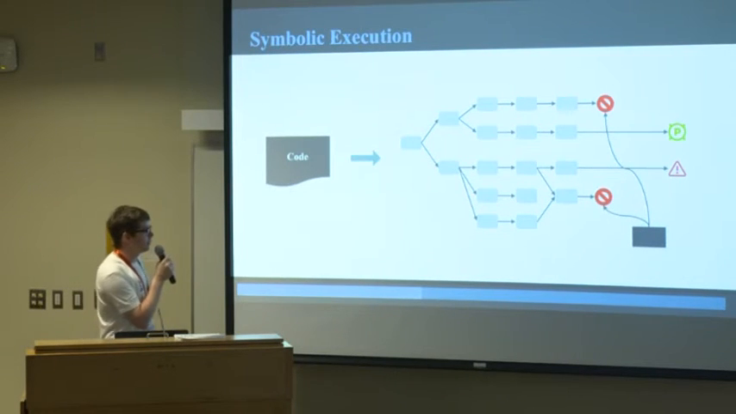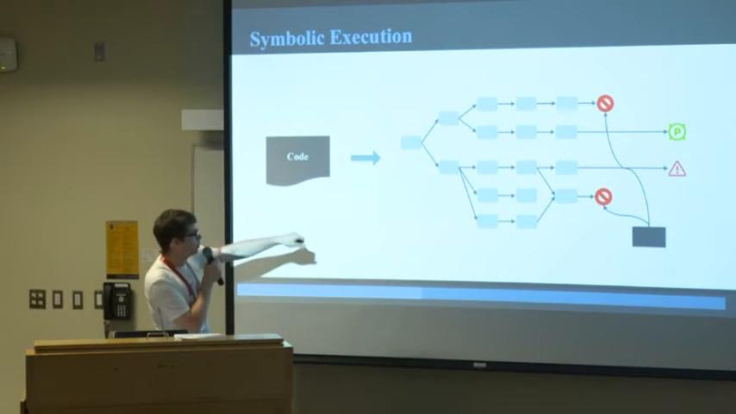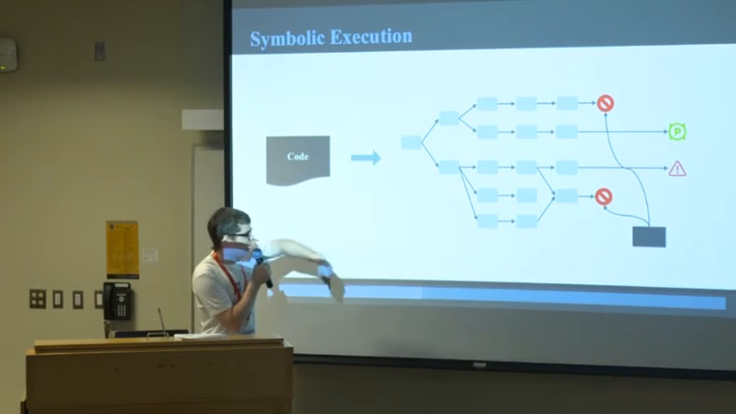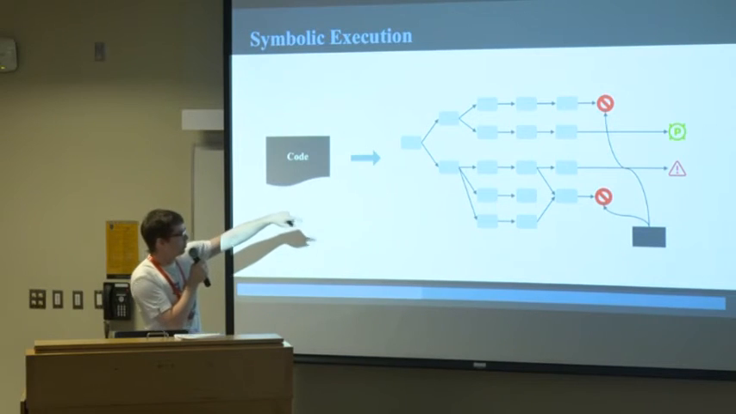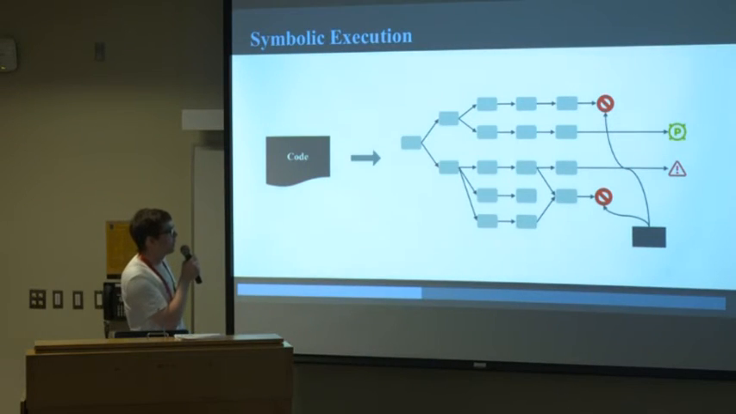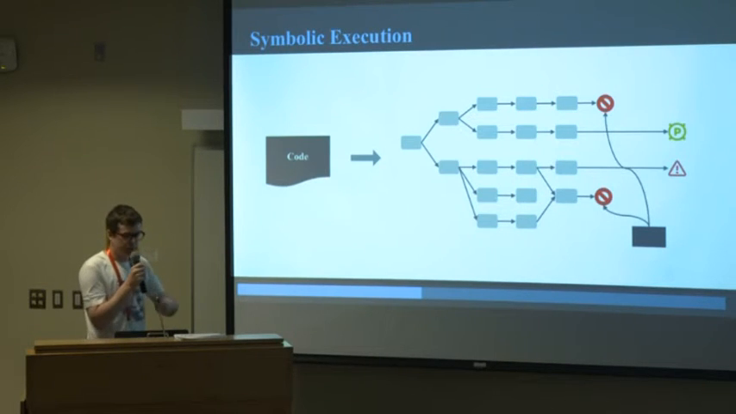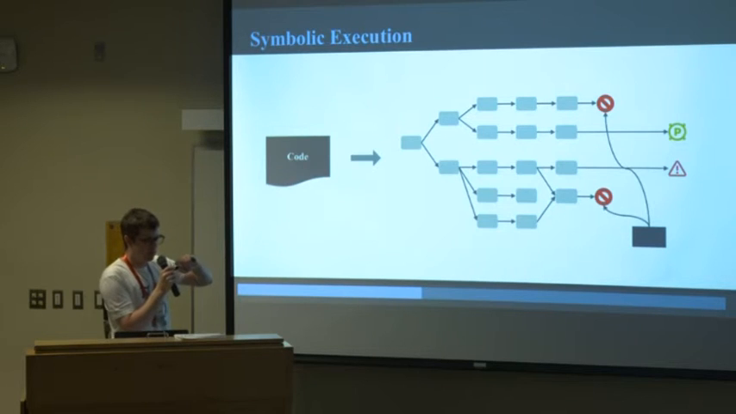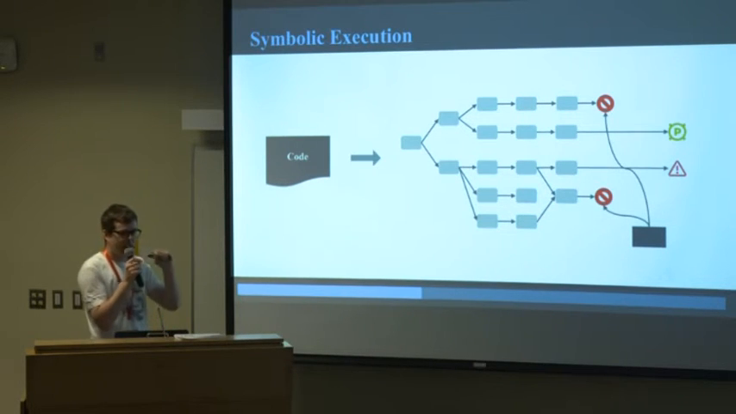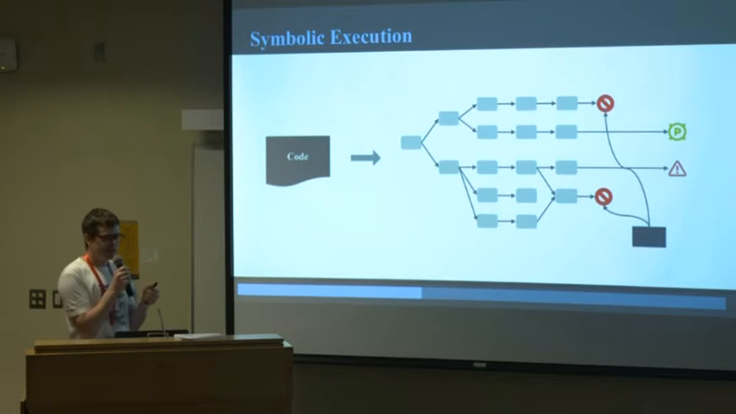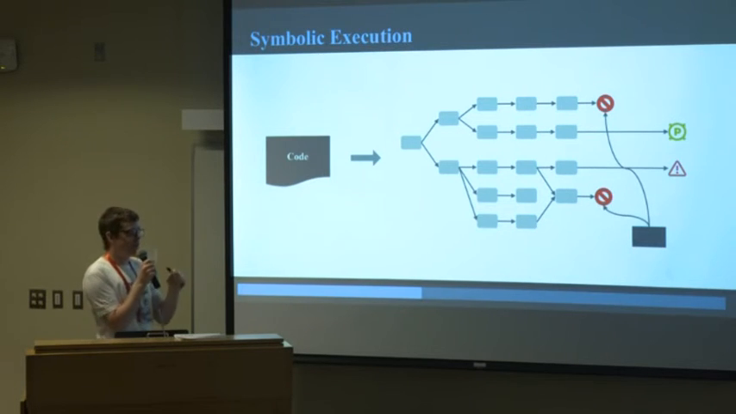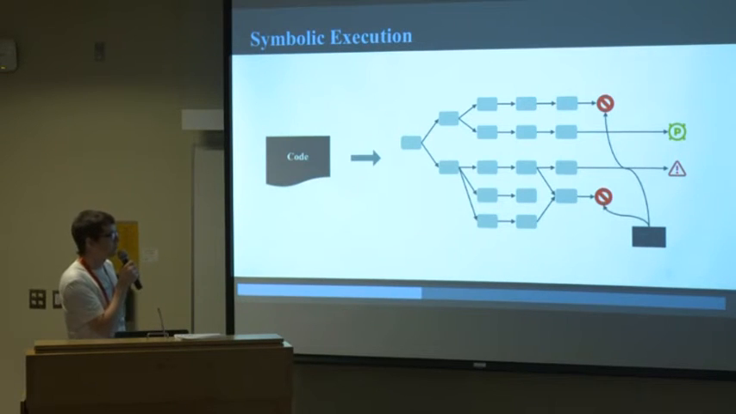Now, some of the symbols here: you have your code, and this represents the paths in your code. The red circle with the line through it indicates a path that's not reachable. As you build up the expressions, or what are called path conditions, you can feed these to a solver to see if a state is actually reachable. The green P tells us that indeed that is a reachable state, and the triangle says there's something you should look at here. So it's a warning.